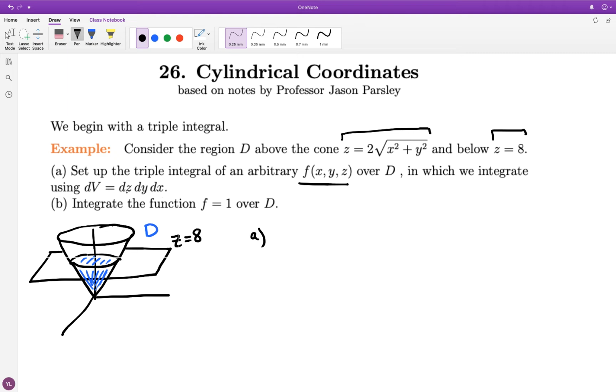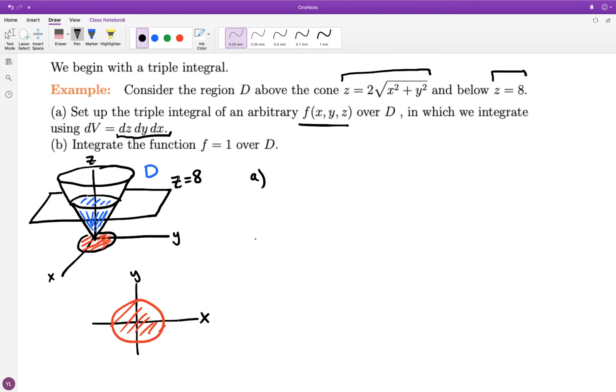So let's imagine it as a type 1 region and set up the triple integral as indicated. In order to do this, I'm going to need to describe the region in the xy plane over which this region D lives. It appears to be a circle if I imagine that shadow, and to figure out its dimensions, let me take the intersection of the plane z equals 8 and the cone itself. Taking those two equations, 8 is 2 root x squared plus y squared, so I'm looking at the circle x squared plus y squared equals 16. Okay, so that is the circle in the xy plane.